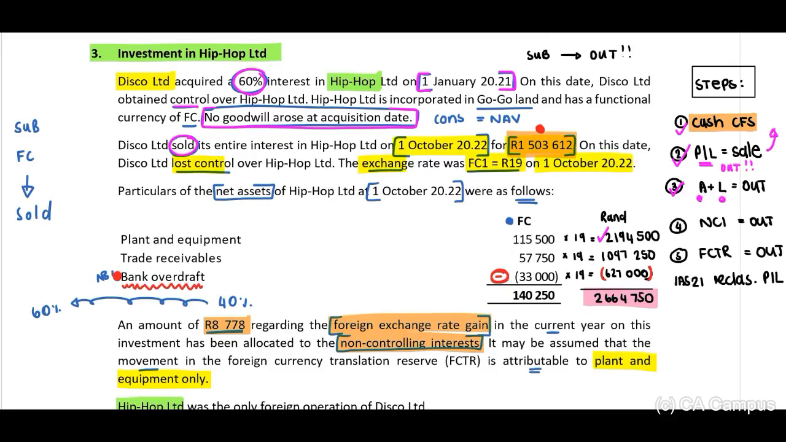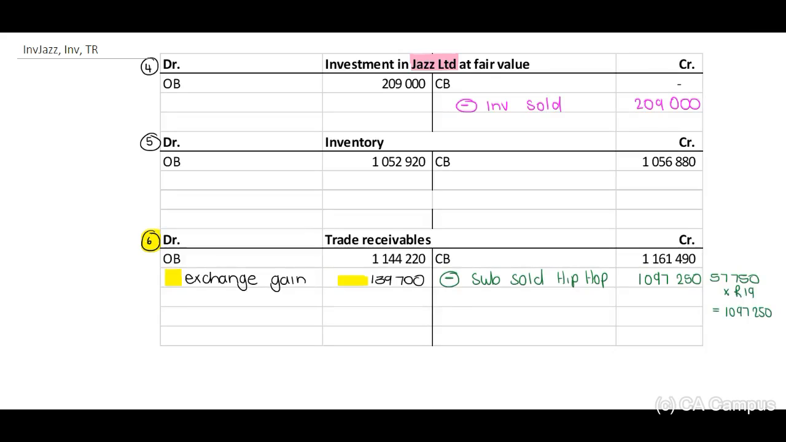Then our trade receivables, 109,750. Trade receivables will decrease on the credit side. Hip Hop, 109,250. We take this out.